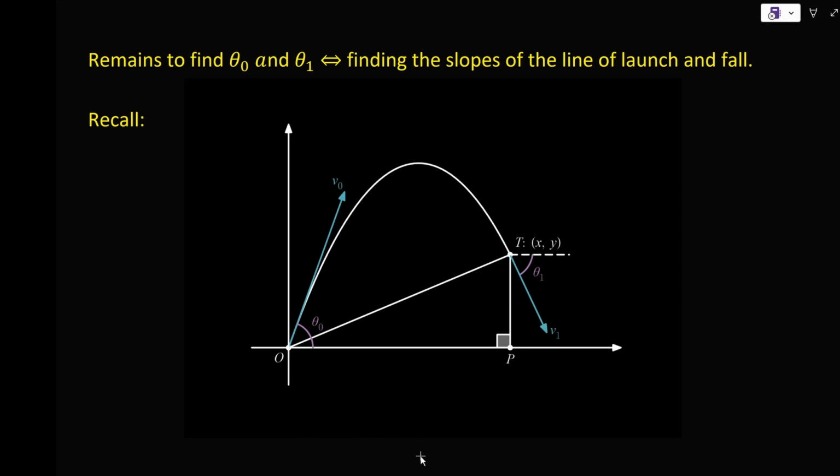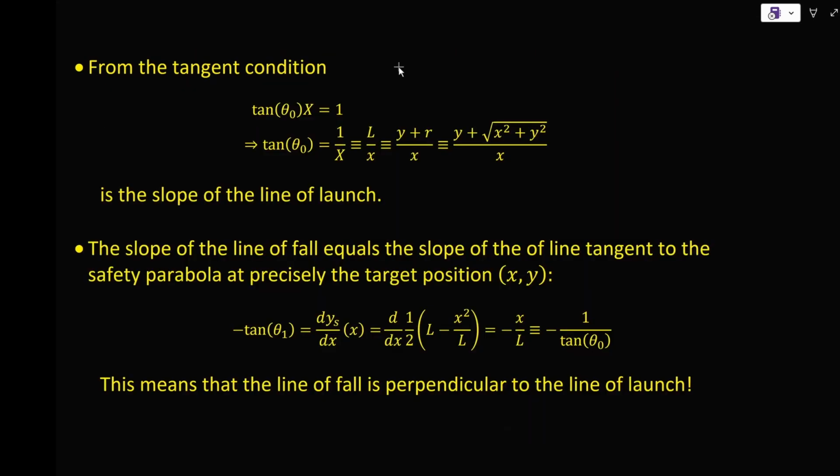It still remains to find the angles theta naught and theta 1. This is of course equivalent to finding the slopes of the line of launch and the line of fall. For this, we use the tangent condition. We know that an arbitrary trajectory is always tangent to the safety parabola at exactly one point. For the optimal arc, that tangent point is the target location. The tangent condition says the tangent of theta naught times big X equals 1. And therefore, the tangent of theta naught is just 1 over x.